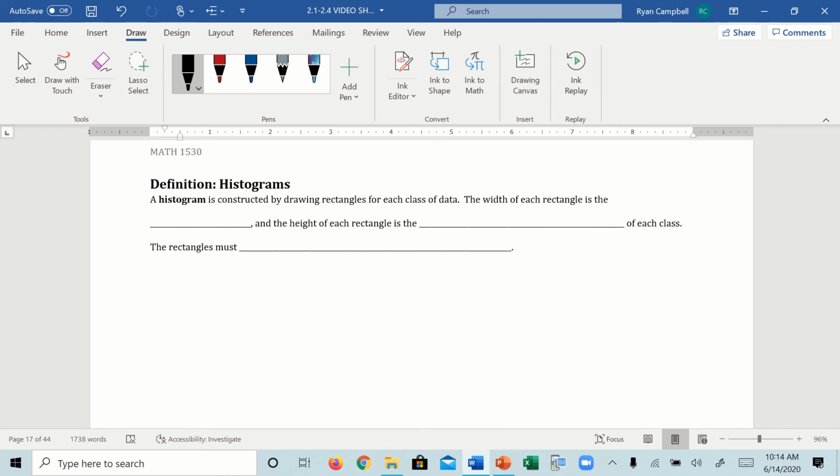A histogram is constructed by drawing rectangles for each class of data. The width of each one is going to represent the class, and the height, we already said, is going to represent the frequency. The biggest thing with histograms, super important: the rectangles must touch each other. For histograms, they have to touch each other.